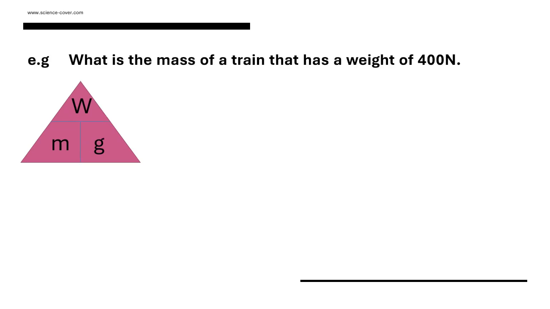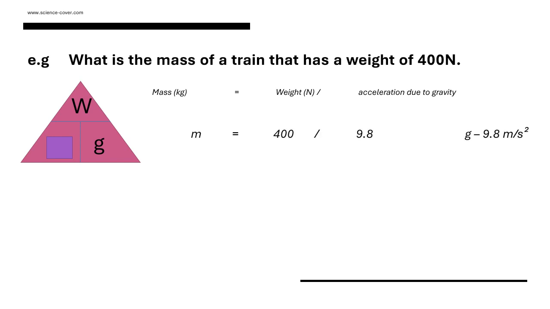What is the mass of a train that has a weight of 400 newtons? Well, mass is the weight divided by the acceleration due to gravity. So this is 400 newtons divided by 9.8. And that equals 40.82 kilograms.